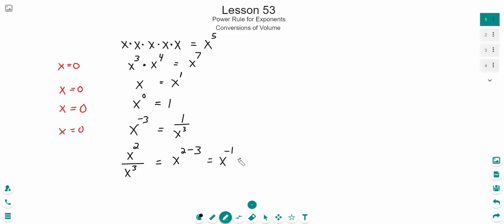Which in turn, we could actually even write that as 1 over x. Essentially, we're just remembering that we can move things from the numerator into the denominator, or from the denominator into the numerator by simply changing the sign of the exponent. All right. So we've learned all of these things already. This should all be review. It's just kind of reminding you about all of the different rules that we've learned with regard to exponents.